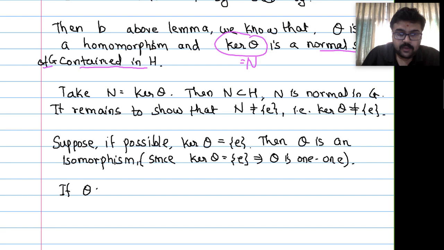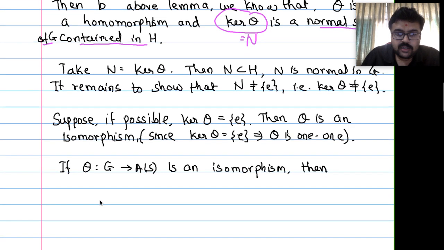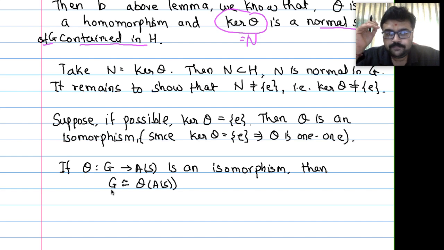So if theta from G to AS is an isomorphism, see, remember it is not onto, it is 1 1 and it is a homomorphism, that much we know. We don't know it is onto or not, so onto we cannot say, but isomorphism we know. Then what can we say? Then we can say that G is isomorphic to theta of AS. Right? We cannot say G is isomorphic to AS. G is isomorphic to AS, we can say only when theta is 1 1 and onto function. So onto we don't know. So G is isomorphic to theta of AS. That means it is isomorphic to a subgroup of AS, image of AS, as we had seen above.